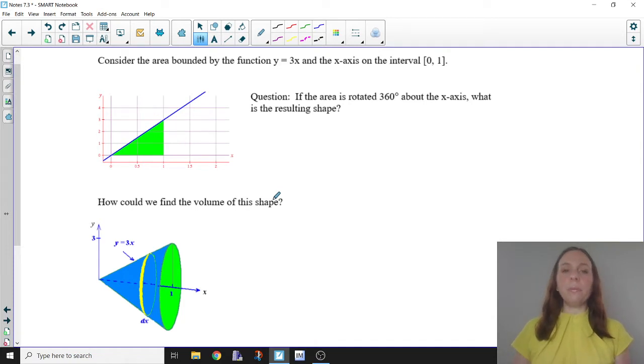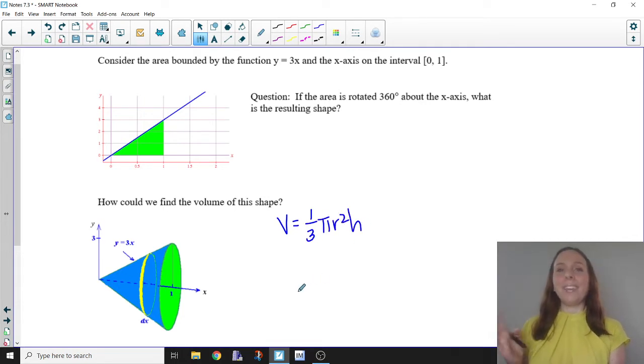Well, there is a volume formula for a cone, right? It's a third of the volume formula for a cylinder. So it's 1/3 pi r squared h. But we're in calculus, and I hope you know at this point that just one formula for one shape isn't going to do us much good, right?